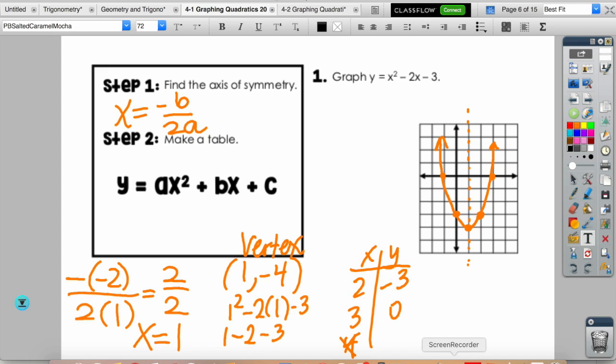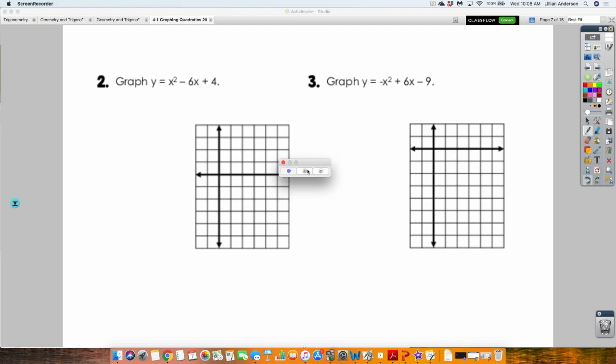So to find the vertex of your quadratic, you're going to find the axis of symmetry using negative b over 2a, and then you're going to take that value and plug it into the original function. That is your x and y coordinate of your vertex. Does everybody understand? If you don't, you need to say something so I can try to reword it.